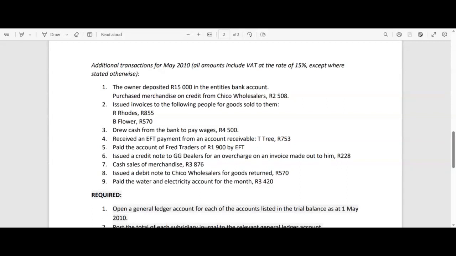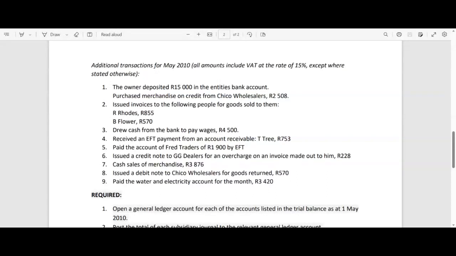Before I stop displaying this, ladies and gentlemen, I know we still have to go through the PowerPoint slides and the discussion of the various credit journals, which we will do next Monday. But we need to have a little bit of a working knowledge of it now already. So if they are saying we purchased merchandise on credit from Chico wholesalers for 2,508 rands, the first thing we need to do here is determine, does it involve value added tax?